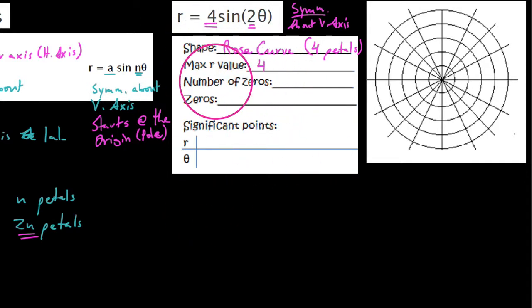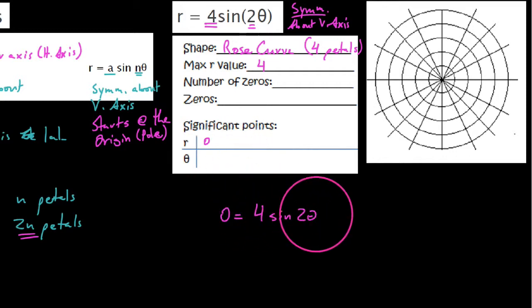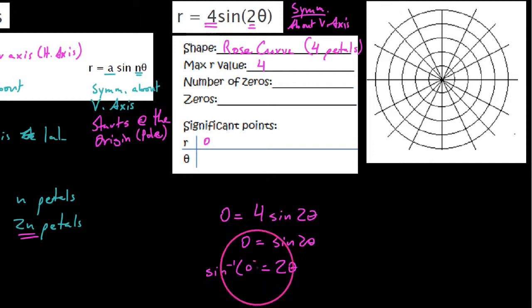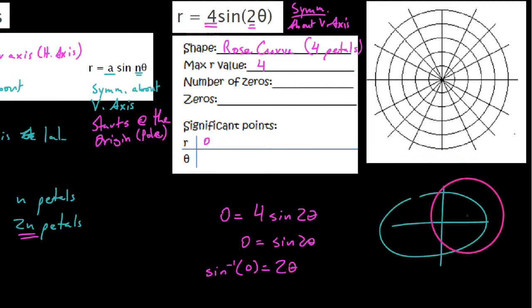The number of zeros. Now we want to go search for these zeros. So again, when you find zeros, we're going to plug 0 in for r. We're going to say I know that r equals 0. What are the angles that give me zeros? And there can be more than one. But we say 4 sine 2 theta equals 0. So I'm going to divide both sides by 4 here. I get sine 2 theta equals 0. And if we take the sine inverse of both sides, we end up with 2 theta equal to the sine inverse of 0. So where is sine on the unit circle equal to 0?